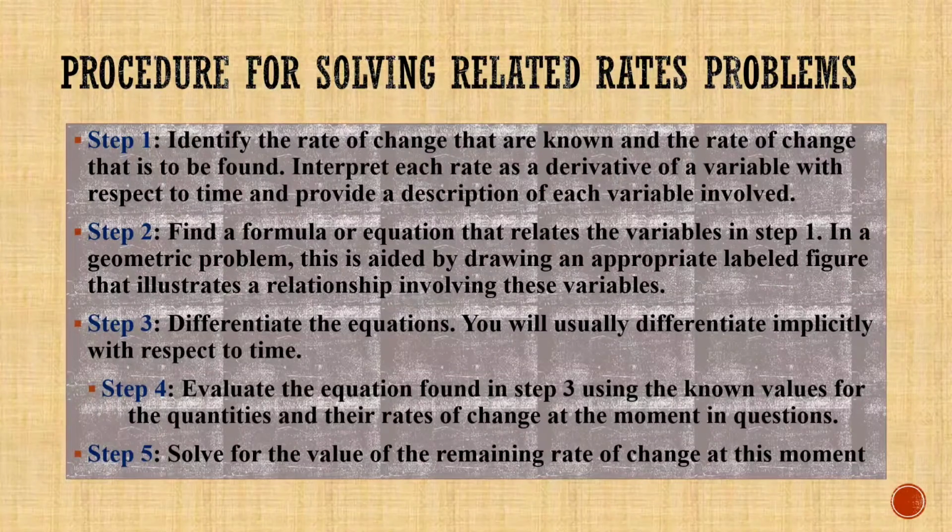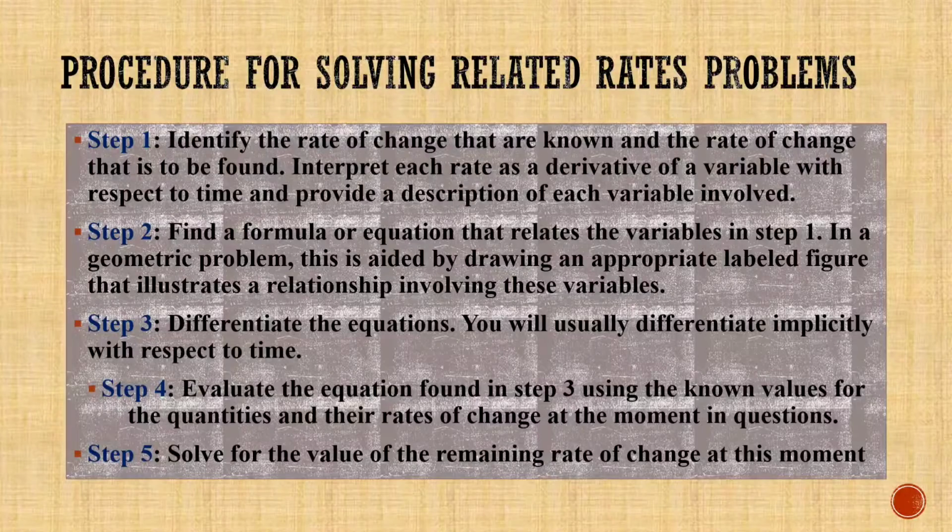First step is to identify the rates of change that are known and the rate of change that is to be found. Interpret each rate as a derivative of a variable with respect to time and provide a description of each variable involved. For the next step, find a formula or equation that relates the variables in step 1. In a geometric problem, this is aided by drawing an appropriately labeled figure that illustrates a relationship involving these variables.